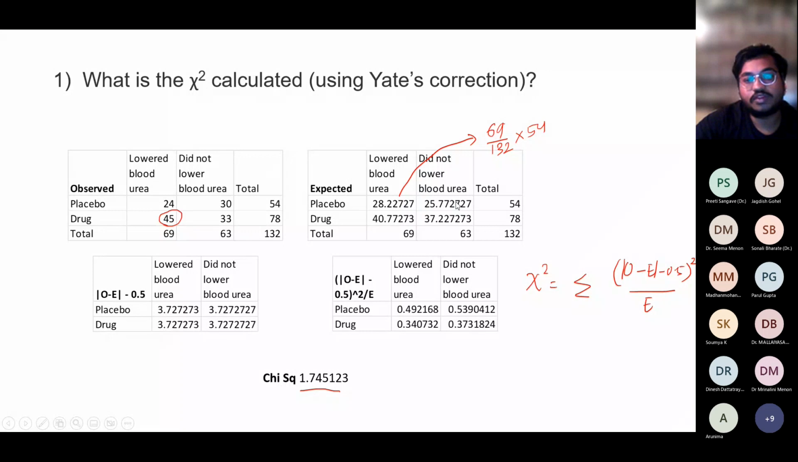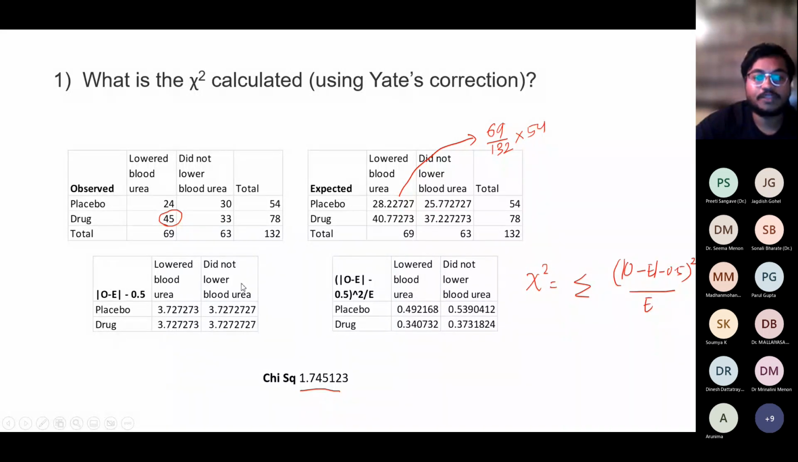For each cell, we divide the row total by the grand total and multiply it by the column total. So here it will be 69 by 132 multiplied by 54. Here it will be 63 by 132 multiplied by 54 and so on. Then because we are using the Yates correction, we take observed minus expected, take the modulus of that and subtract 0.5. So 24 minus 28, we take the modulus and subtract 0.5. That's how we get this value. And for this value, we do 30 minus 25 and subtract 0.5 and so on.